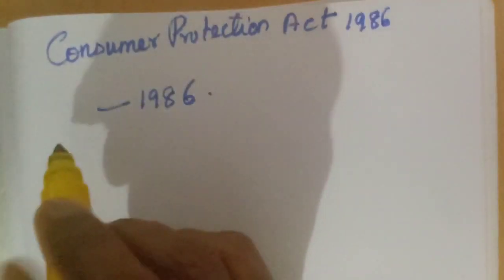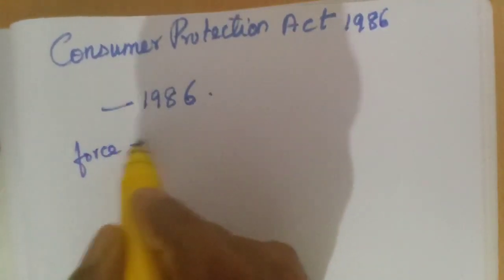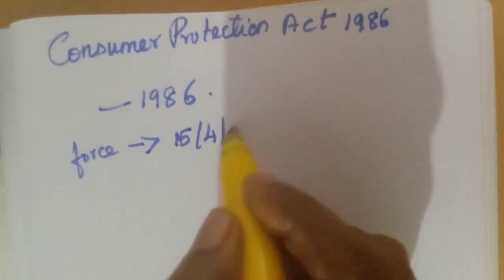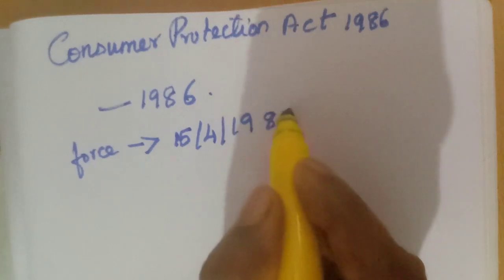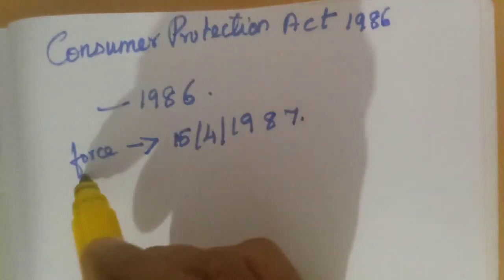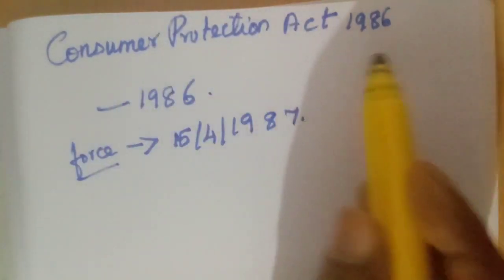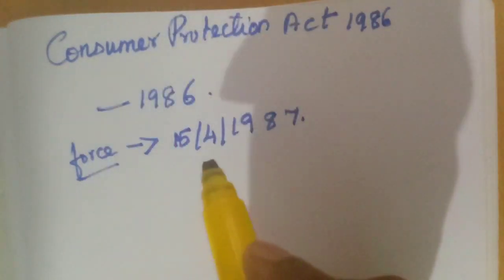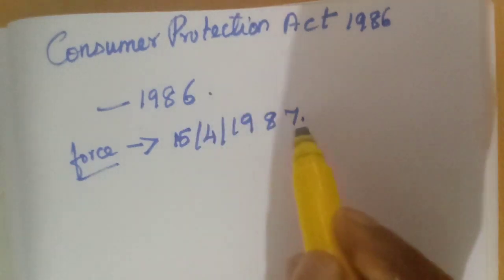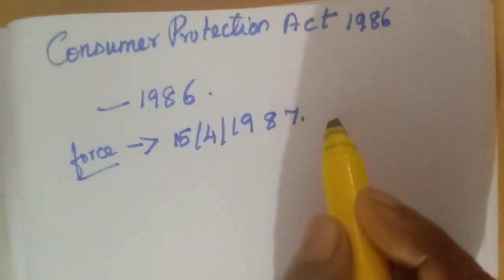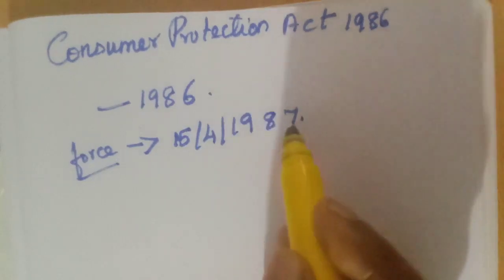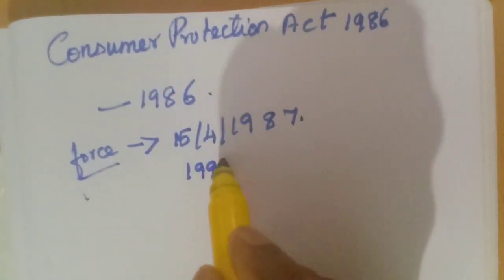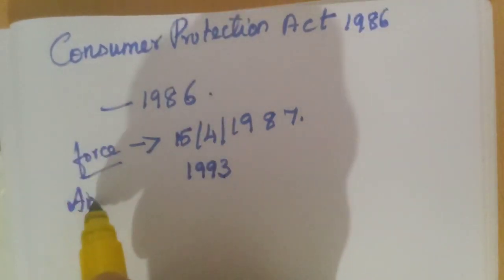This act came into force from 15/4/1987. They may ask when this Consumer Protection Act came into force. So the Consumer Protection Act came into force from 15/4/1987. Then again, after many years, in 1993, they made one Amendment Act.